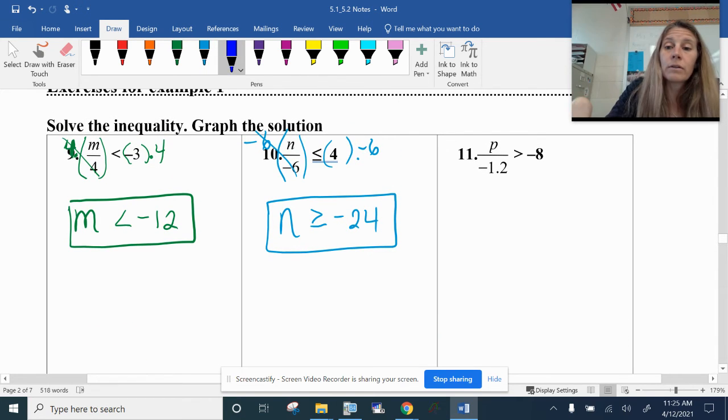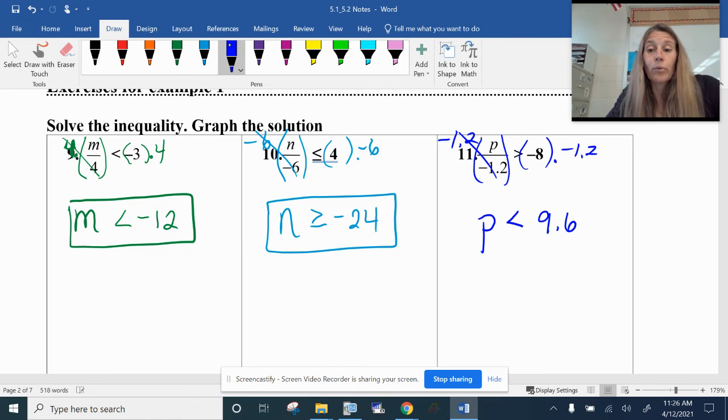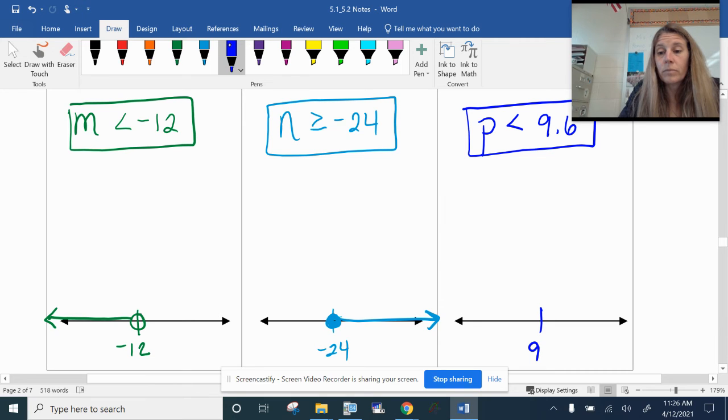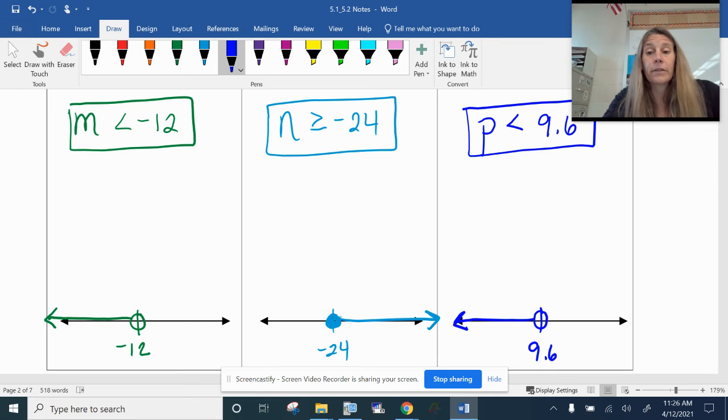And number 11, we're going to multiply both sides here by -1.2. So, of course, I'm going to have to reverse the direction of that inequality sign once again, since I multiplied by that -1.2. Just so happens on the right, I had a negative there already, so when I multiplied it by another negative, I ended up with a positive 9.6. So when I go to graph this on my number line, I'm going to plot the 9.6. It's going to be an open circle, and P is less than 9.6, and the less than numbers are always on the left.